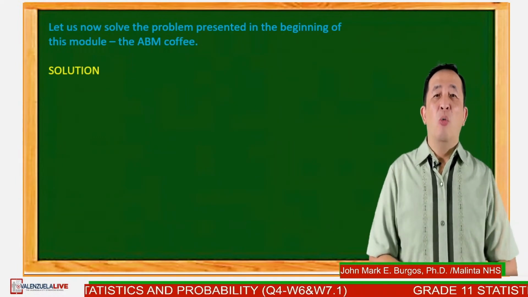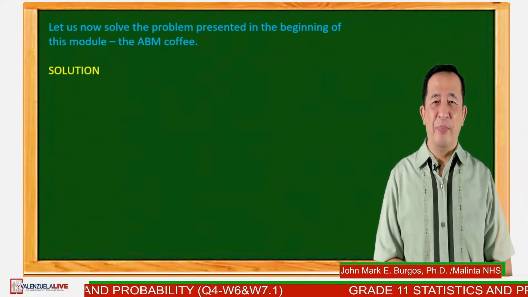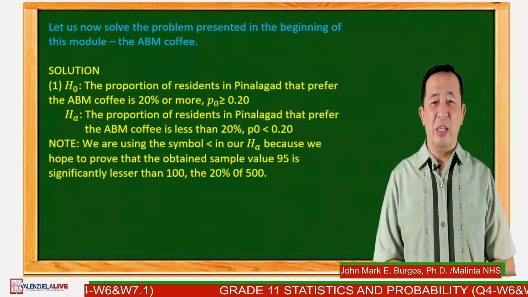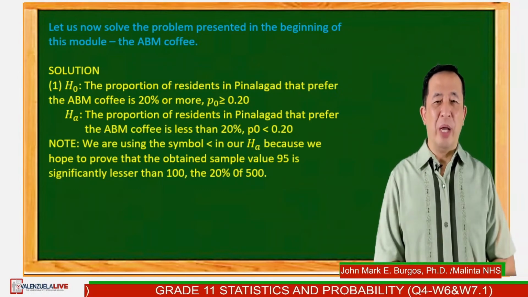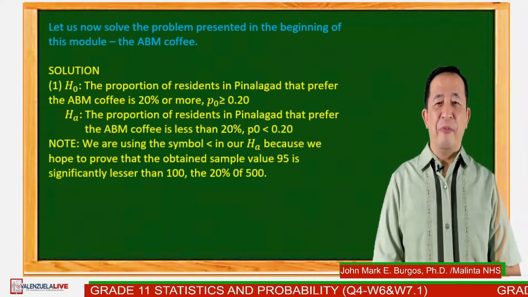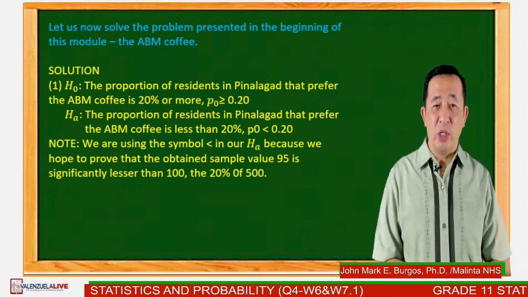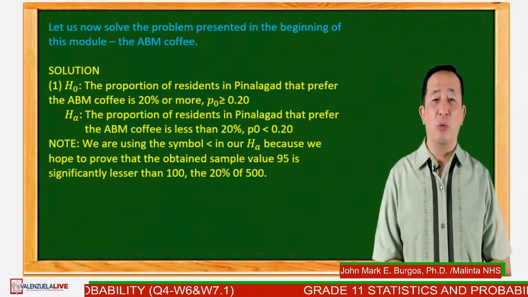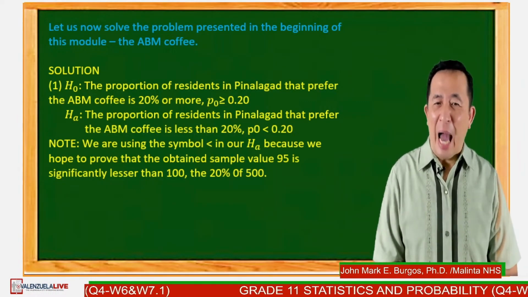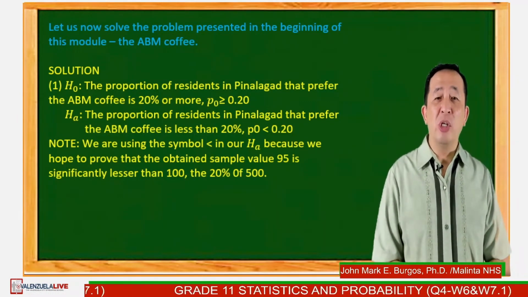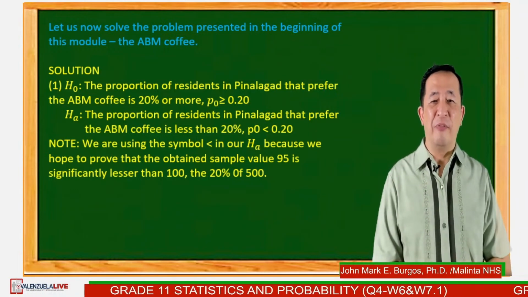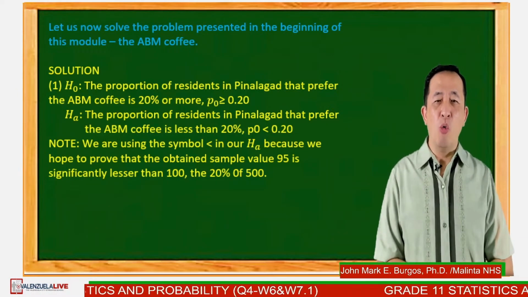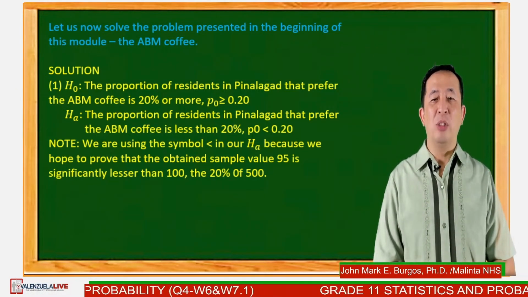the ABOB. So what will be the solution to that problem? In the null hypothesis, H0, the proportion of residents in Pinalagan that prefer the ABOB is 20% or more, or p sub 0 is greater than or equal to 0.20. But in the alternative hypothesis, the proportion of residents in Pinalagan that prefer the ABOB is less than 20%, or p sub 0 is less than 0.20.